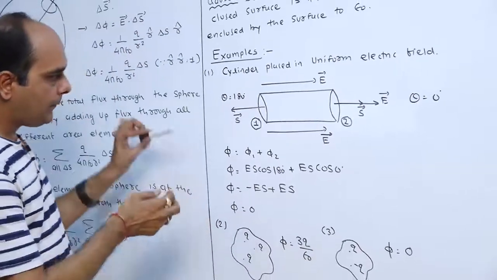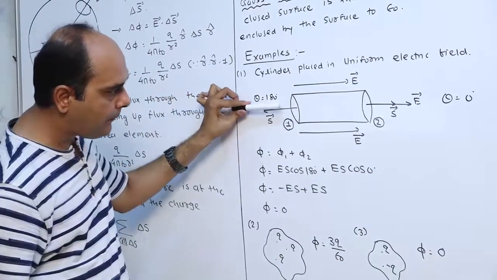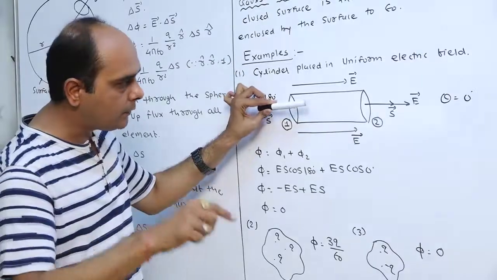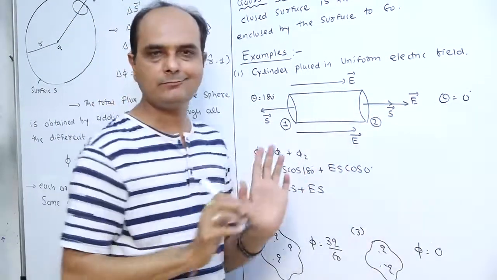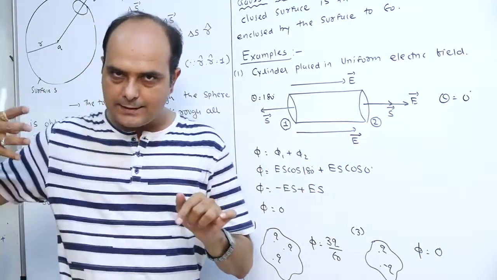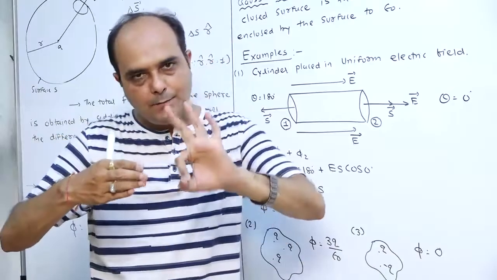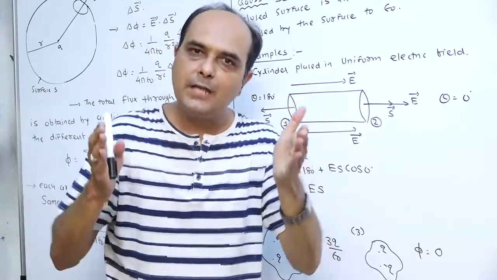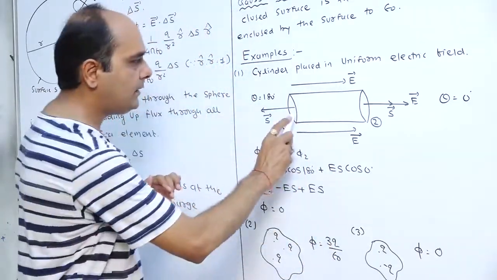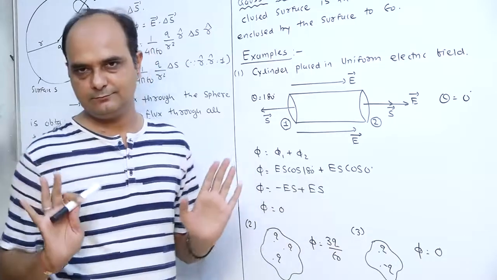Because the number of field lines entering through the first plane is the same as the number of field lines leaving through the second plane, the total flux linked with these two surfaces is 0.